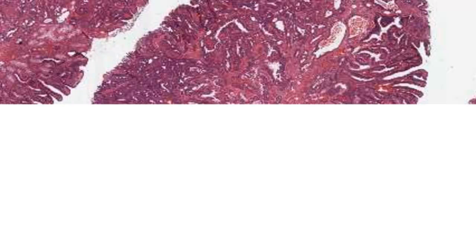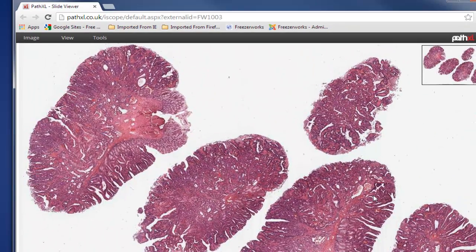Right now what I've got here is from PathXL. I have the link on the cloud, and I can then look at the sample of that core that I'm viewing here. So you can have linkage to your microscope image as well as to the rest of your data.